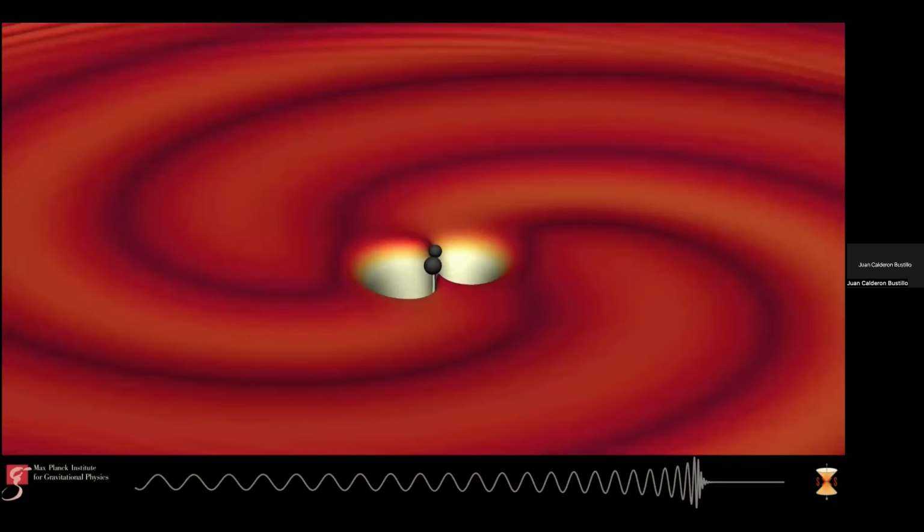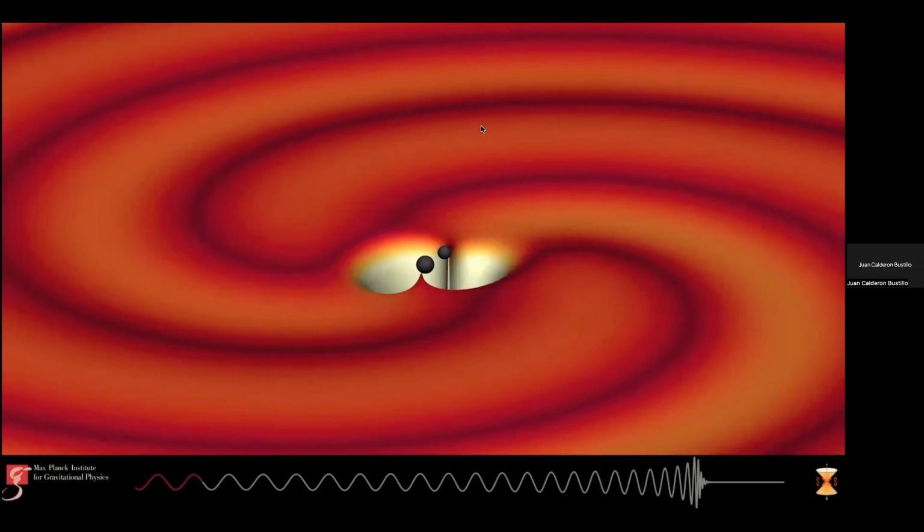So to visualize the kind of event I work with, let's look at this simulation from the folks of the Max Planck Institute. These are two compact objects, say two black holes, that are going to spiral around each other and then merge as they produce gravitational waves.